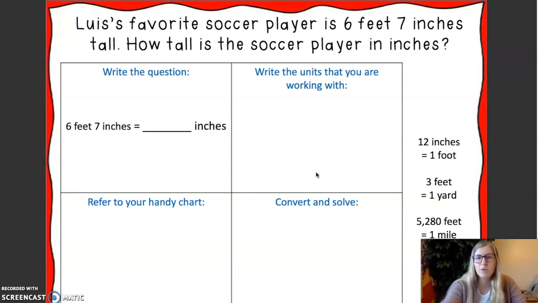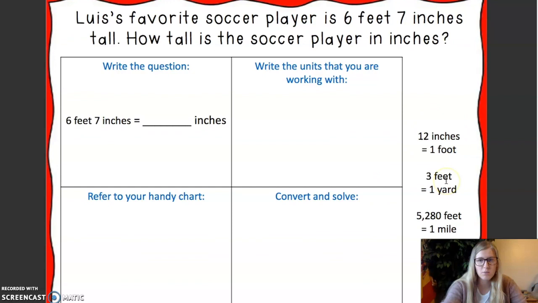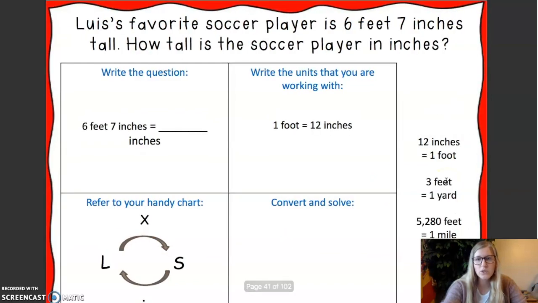So we're going to write the units we're working with. We are working with inches and feet, so we're working with this one right there. So I'm going to write that. 1 foot equals 12 inches. And notice how I wrote the foot first because I'm going big to small. Even though this one's written 12 inches, 1 foot, I'm going to start with 1 foot to remind myself I'm going large to small. Large to small, I multiply, right? And on here, large to small, I multiply, small to large, I divide.